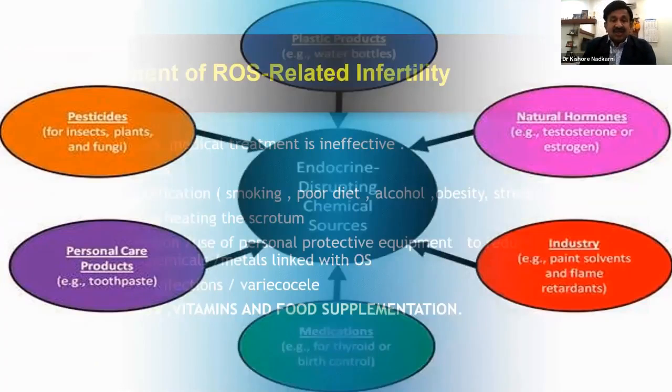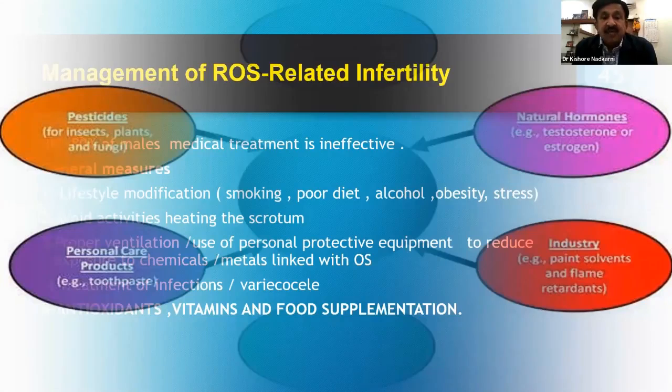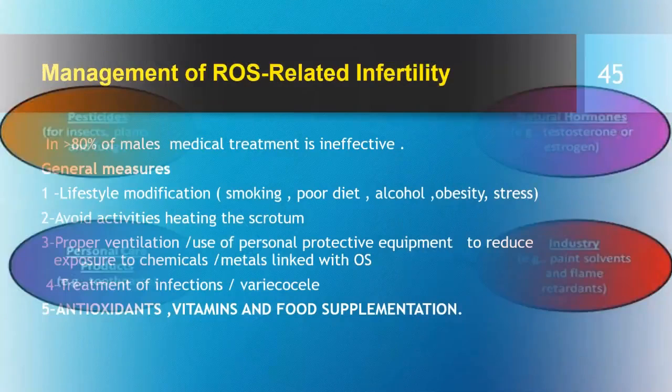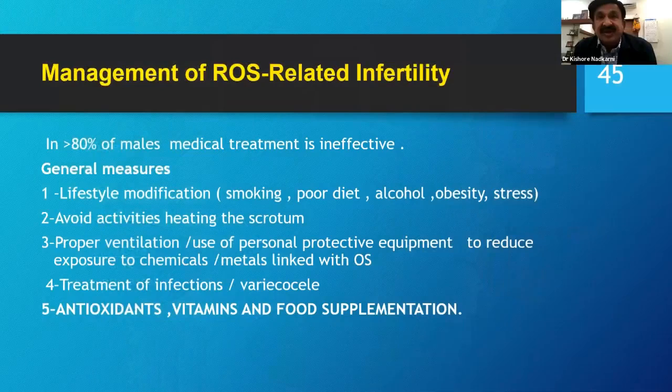Now, how do you manage ROS related infertility? Basic management of ROS related infertility is lifestyle modification. You have to control the obesity, reduce the weight, reduce alcohol, prevent smoking, do not consume tobacco, have a good diet, reduce stress, have good sleep, avoid activities hitting the scrotum, use proper ventilation, use personal protective equipment if you are staying in highly polluted areas.